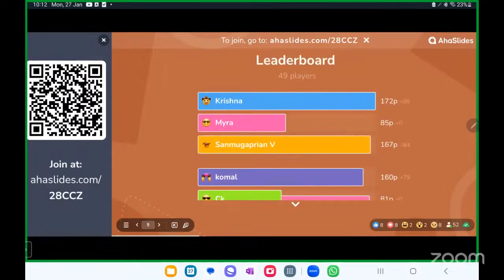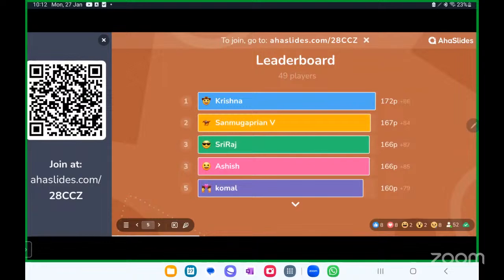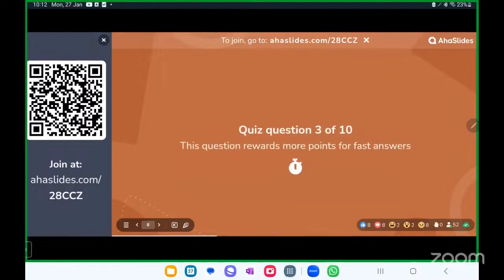Moving on to the leaderboard, Mayra has committed a mistake, which has cost her a lot. First is Krishna right now, followed by Shanmuga Priyan, Sriraj, Ashish, and Ko. Moving on to the third question.